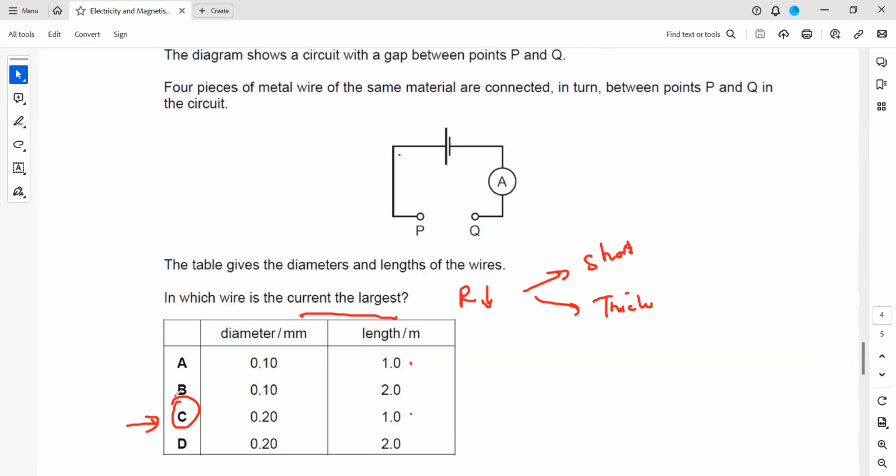Here, no need for calculation. You just use an idea. If the diameter is small, the wire will be thin. If the diameter is large, the wire will be thick.